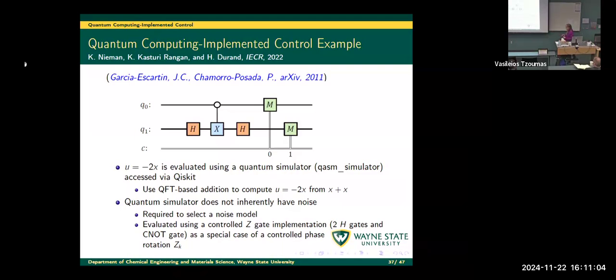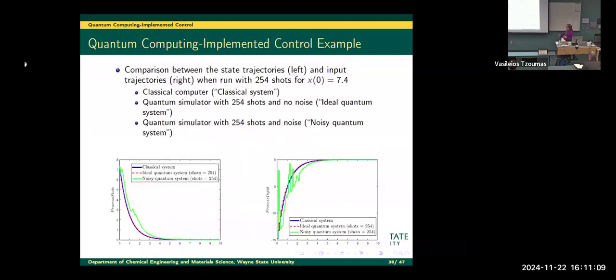So anything that we see here, we can say is coming from the noise model that we added. Here we're going to make a comparison between using a classical computer to compute x plus x, the quantum simulator with no noise, and the quantum simulator with noise. Here we see our process states in dimensionless time, and our process inputs also in dimensionless time. The ideal quantum system, so no noise, and the classical system have overlaid results. That's because, as mentioned, the addition algorithm is deterministic. So this is exactly what we would expect without the noise.